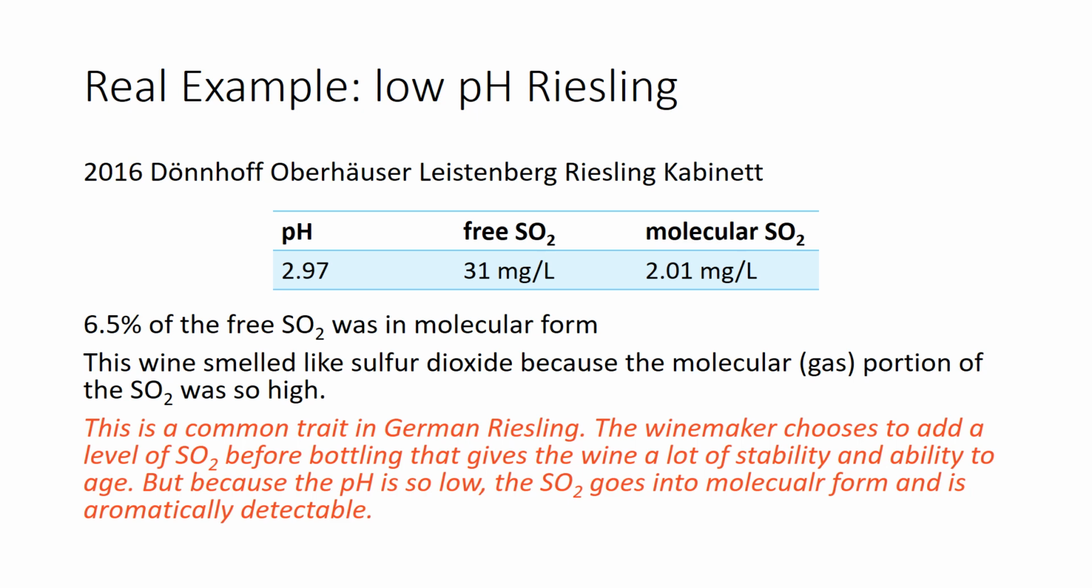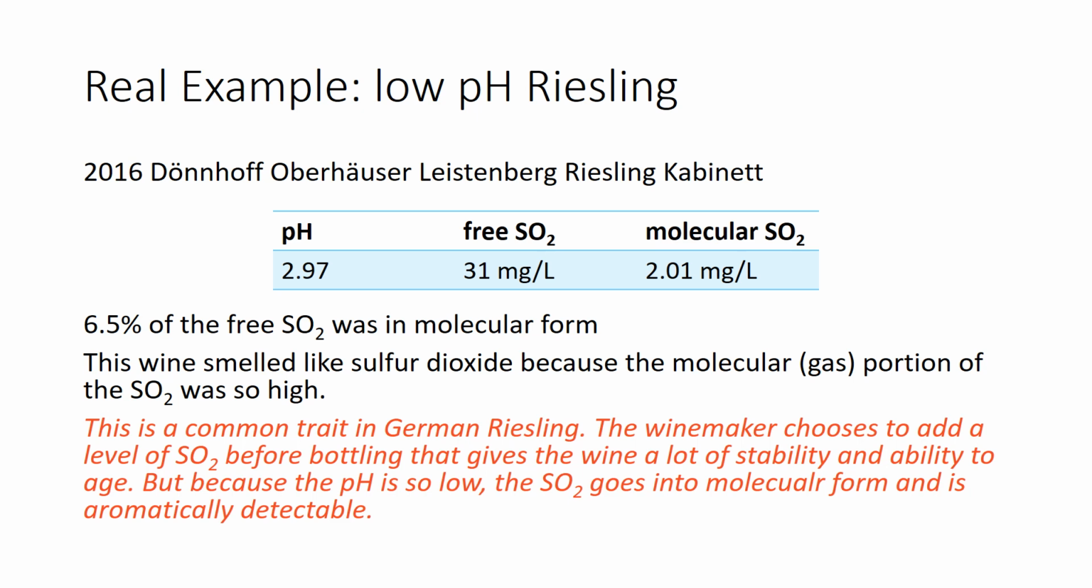But it's very active. So this particular wine smelled like sulfur dioxide because such a large proportion of that free SO2 was in that molecular gas form. If something's in a gas form, it's really easy for you to smell. Pretty much all of the compounds that are aromatic in our wines escape the wine media and go into gas form so that we can detect them. So this wine really smelled like a matchstick. And this is a common trait in German Riesling, and it's mainly part of the style.